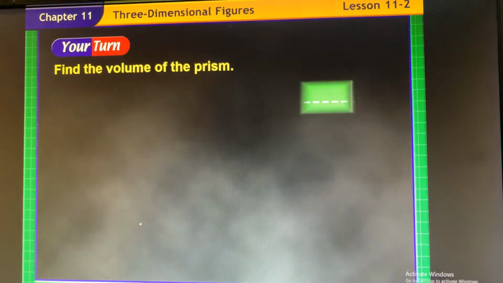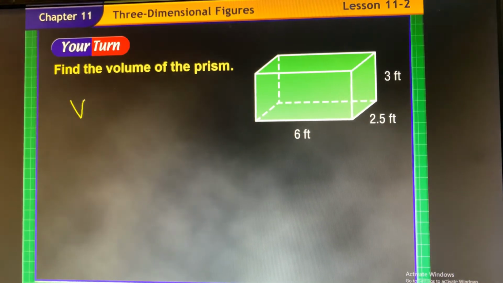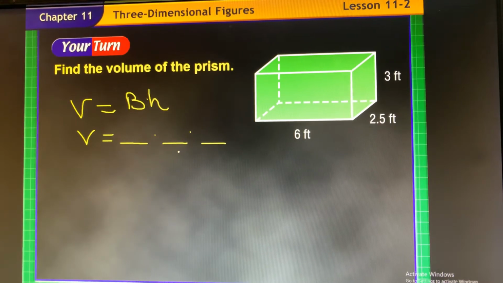Don't forget 3 lines. Here we are, volume of a prism. Volume is equal to area of the base, capital B, times the height. Volume is always equal to 3 lines. Always put 3 lines down and you won't make a mistake. 6 by 2.5 by 3. Multiply those numbers together. You have 6 times 2.5 times 3, and you have 45 feet cubed. Done.